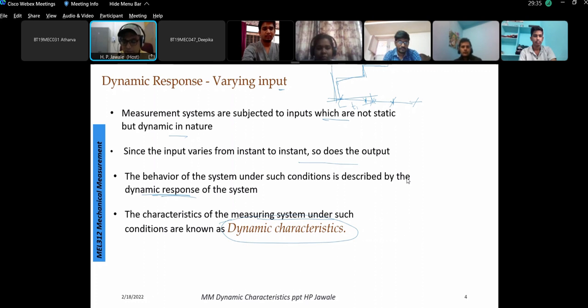I think now, is there any doubt in understanding what is the meaning of dynamic characteristics and how it occurs in the measurement device or measurement system?